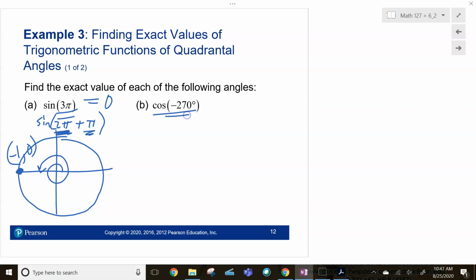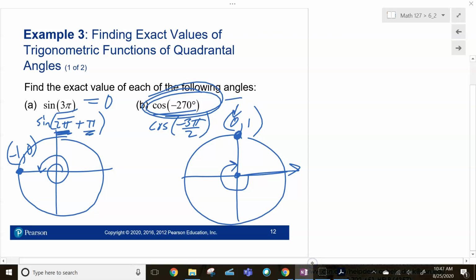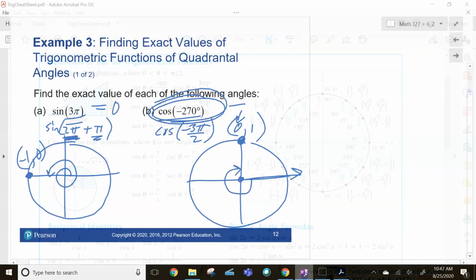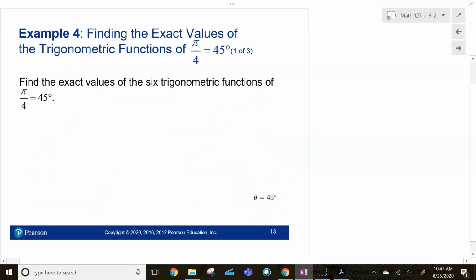How about cosine of -3 pi halves? In other words, -270 degrees. What's the cosine of -270 degrees? So I'm starting here, rotating in the negative direction 3 pi halves. I end up right here, 0, 1. What's the cosine there? Cosine is the x value. So it is 0, the x value. So cosine of negative 3 pi halves is 0.